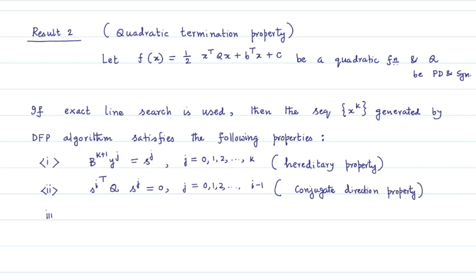And finally, the third point is that the DFP method for this function f with positive definite Hessian terminates within n steps. That is, the method terminates at m plus 1 steps where m plus 1 is less than or equal to n. And if m is equal to n minus 1, then the matrix B_{m+1}, or B_n, is exactly equal to the inverse of the Hessian Q.